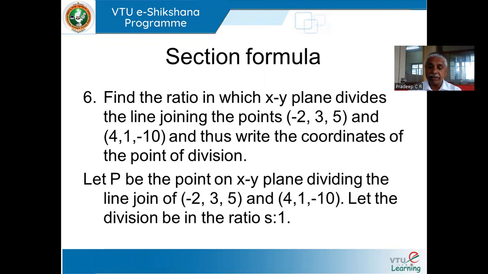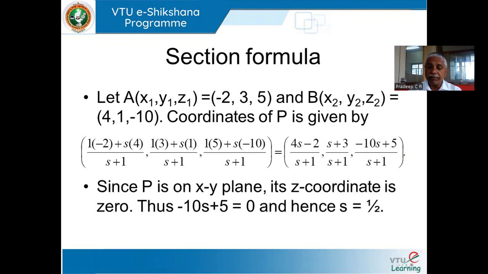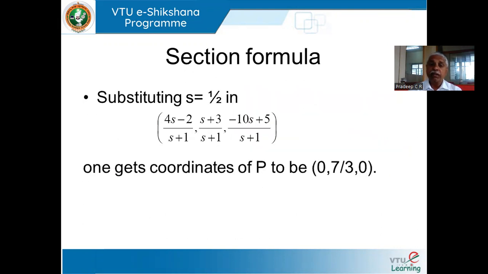Points x1, y1, z1 and x2, y2, z2. Let it be divided in the ratio s is to 1. Then this is the coordinates of P. Now in this, I know the z coordinate of P is 0. So if I put the last one equal to 0, I will get the value of s, which means I know in what ratio AB is divided by P. And then substitute the same value of s in the coordinates of that point, which divides A and B in the ratio s is to 1, and I will get these three coordinates, which is correct.